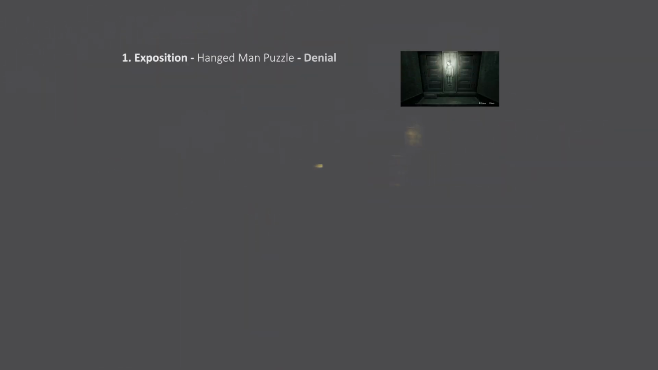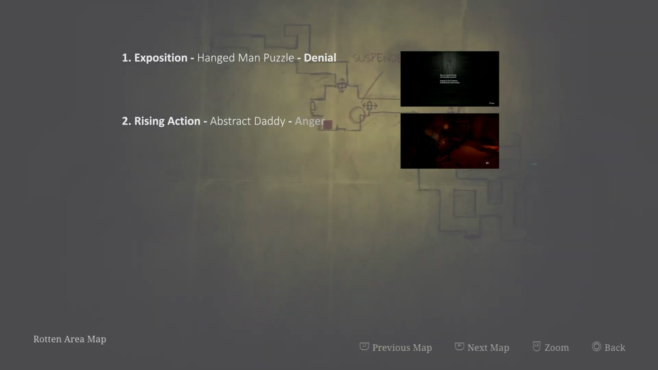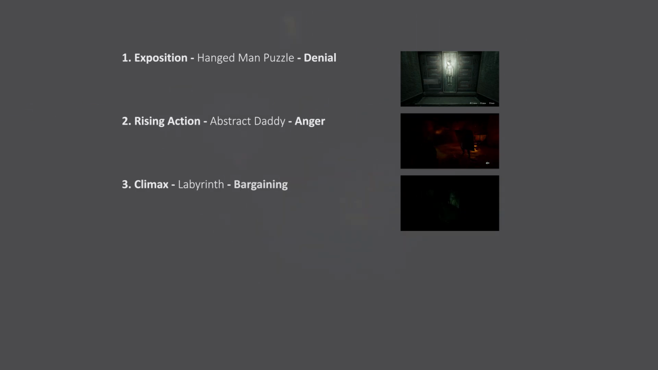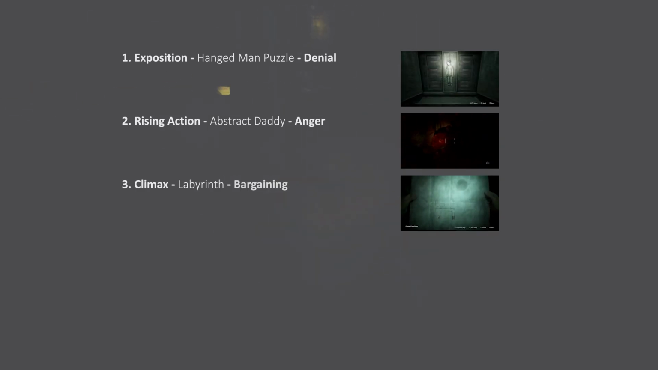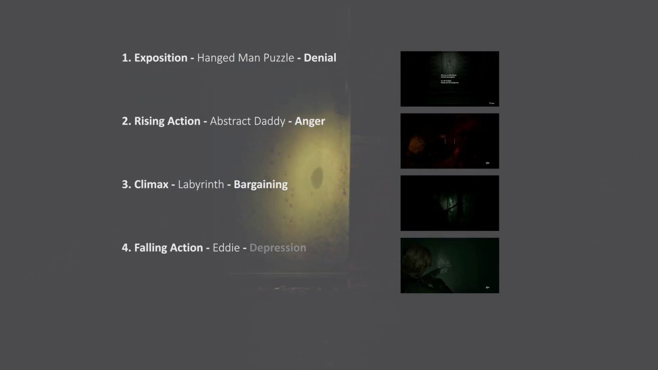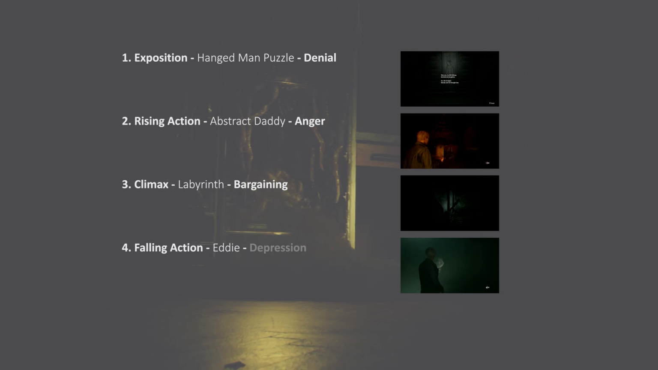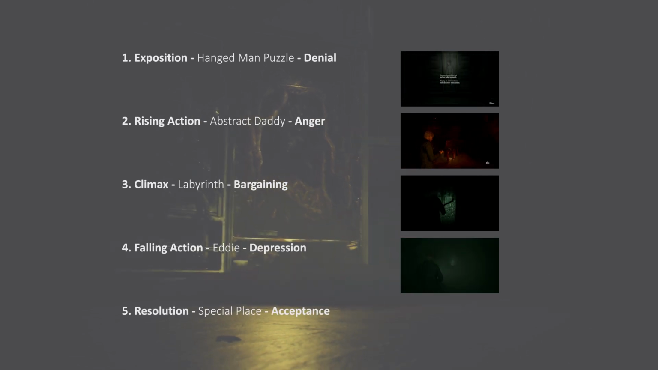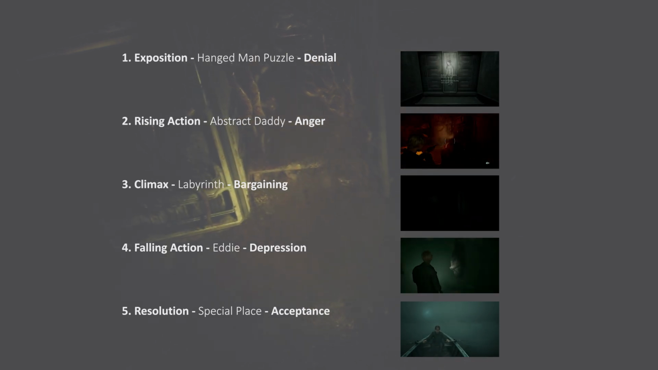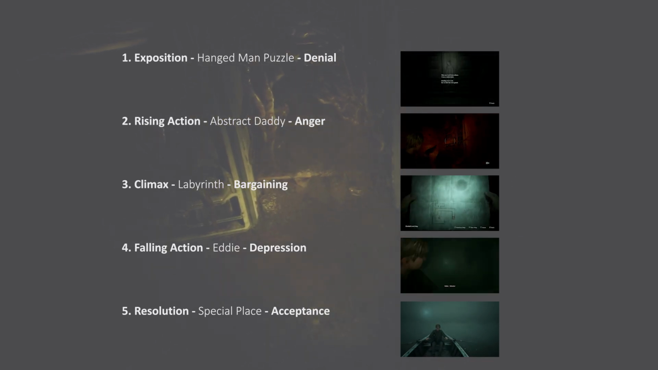of grief by Kubler-Ross. First, exposition, the hanged man puzzle. Denial. Next is the rising action where we encounter the abstract daddy. Anger. Third, climax, our journey to the labyrinth. Bargaining. The fourth part, falling action, the fight with Eddie. Depression. Lastly, the resolution, the journey to the quote-unquote special place. Acceptance.